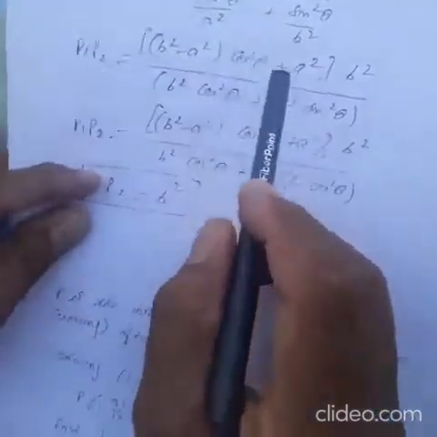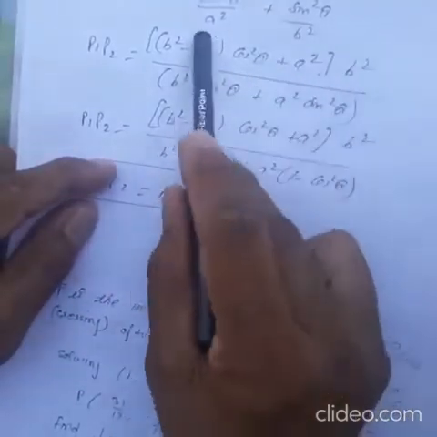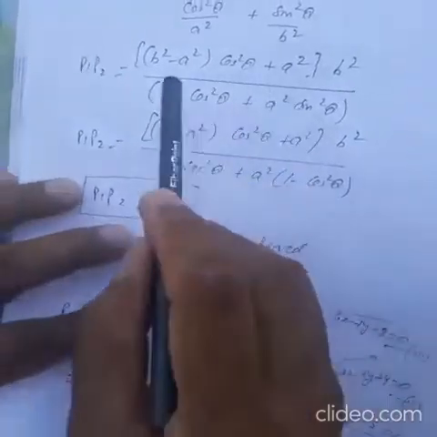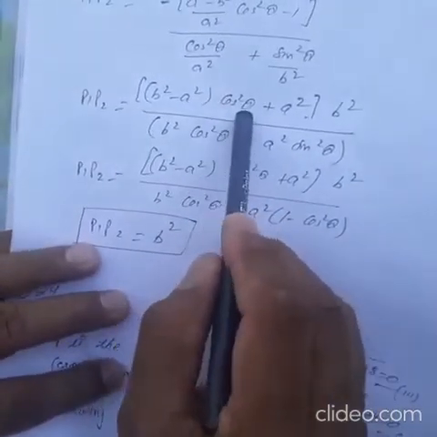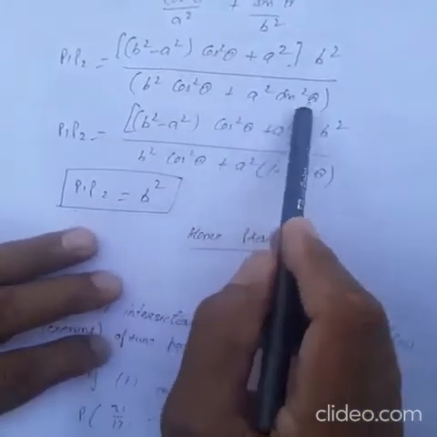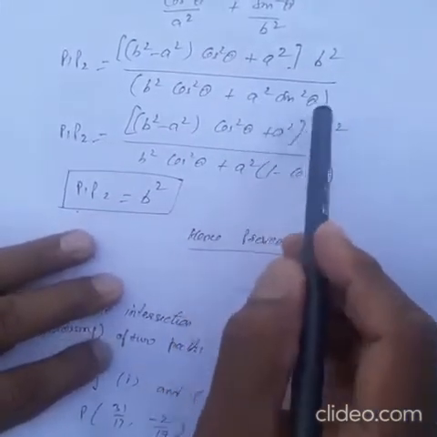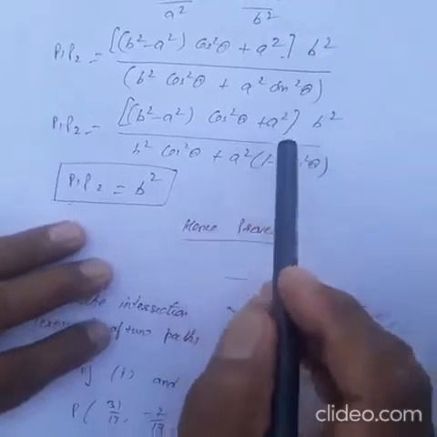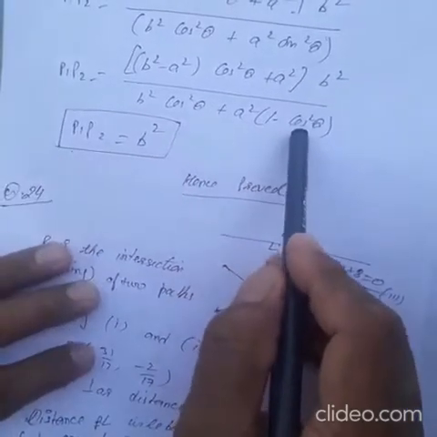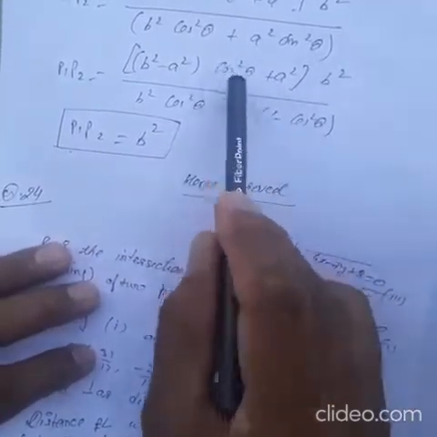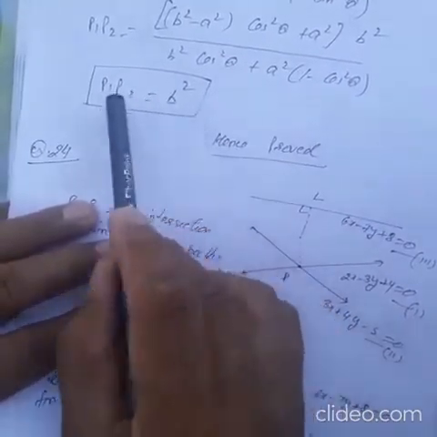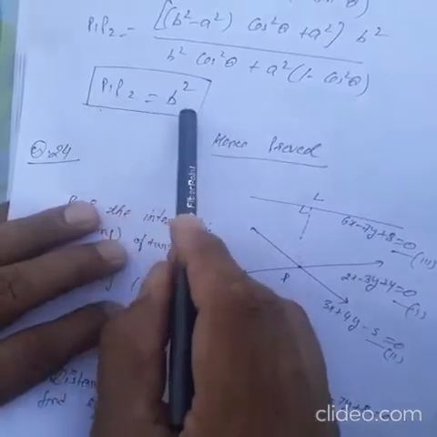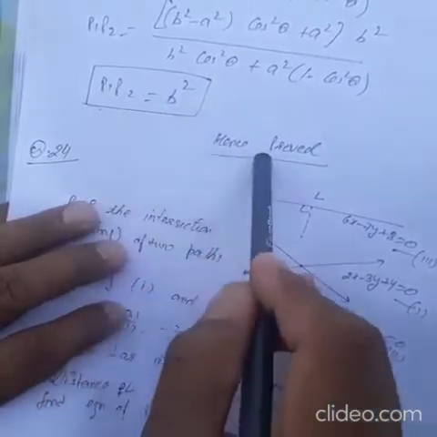From the denominator, if you take the LCM, it will be like this. In the numerator you observe there is only cos square theta. In the denominator we also have sin square theta. So you change sin square theta as 1 minus cos square theta and simplify. So these two terms will be cancelled. We are left with b square only. So the product of the distances is b square. This is what we had to prove.